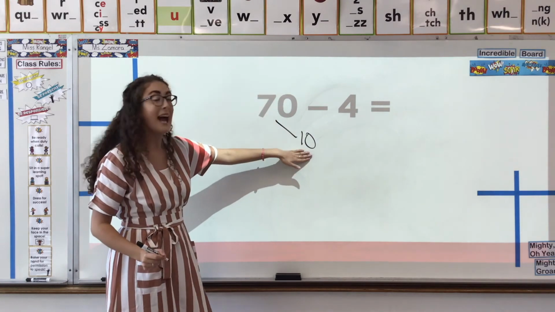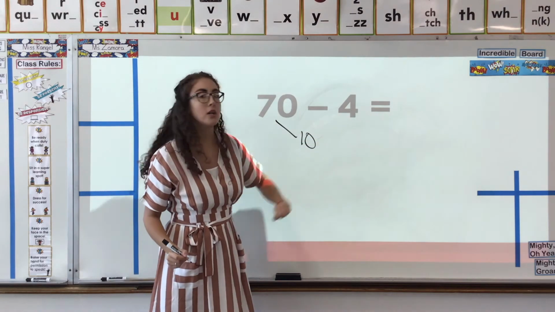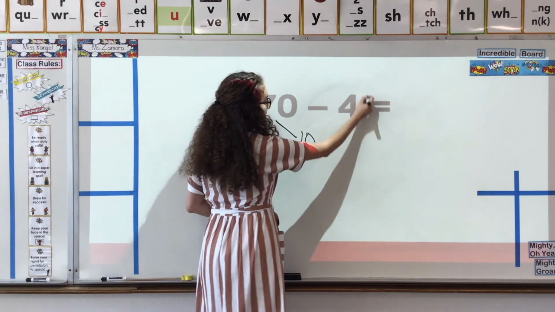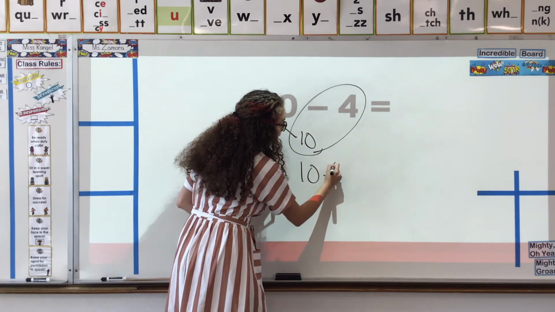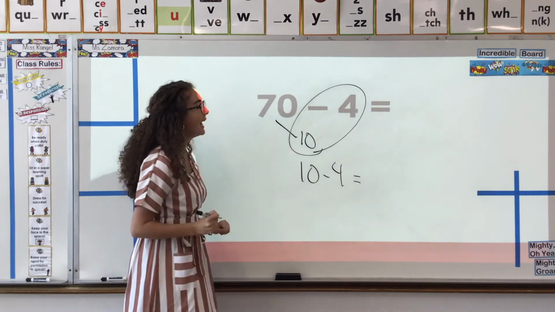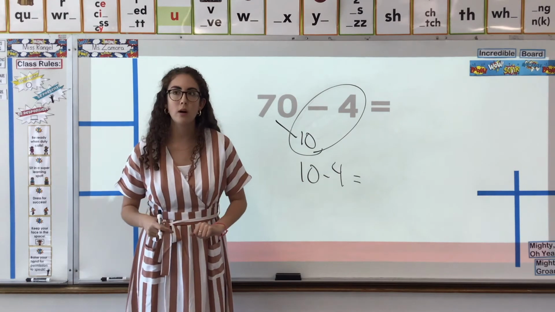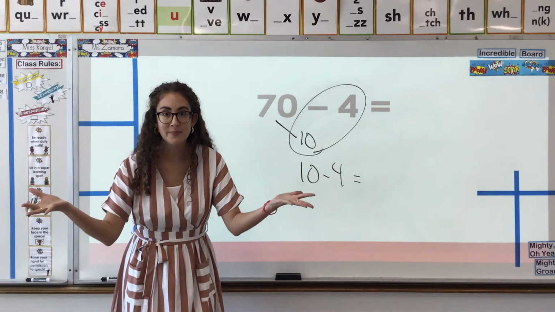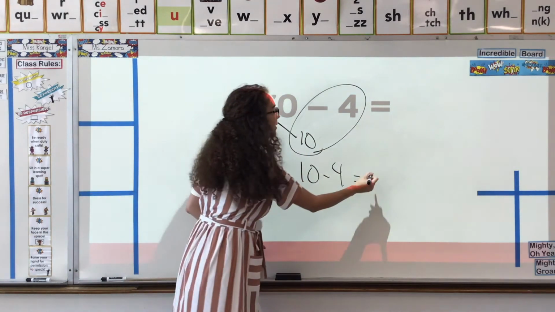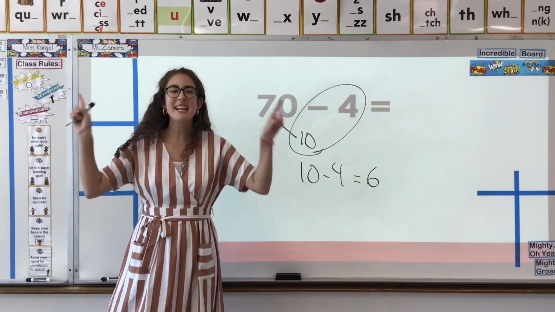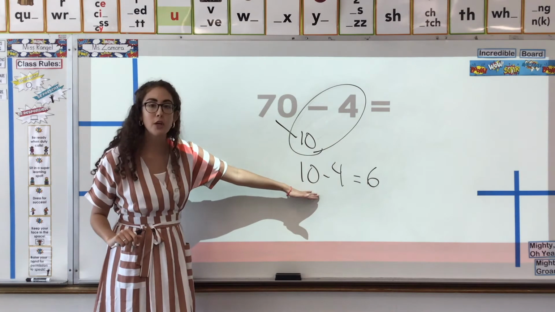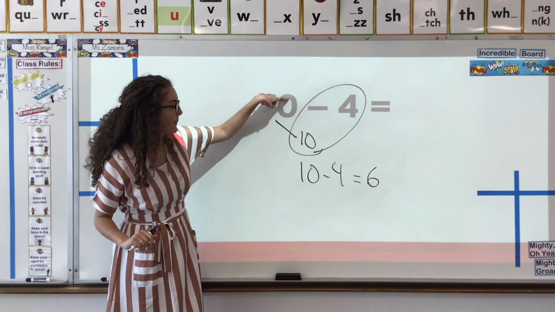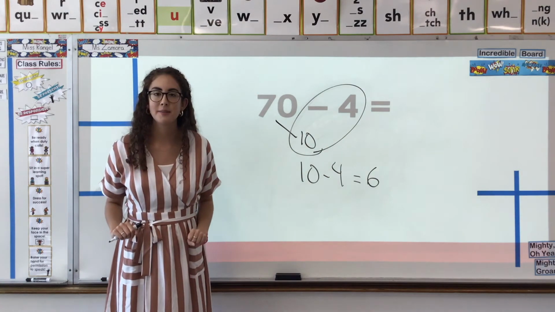Okay, we have our 10 that we are going to take from. So let's set up that equation. Can you write this out? 10 minus 4 equals what? Equals 6, because we know our pairs to 10. We were able to use this simpler equation by taking out a 10.